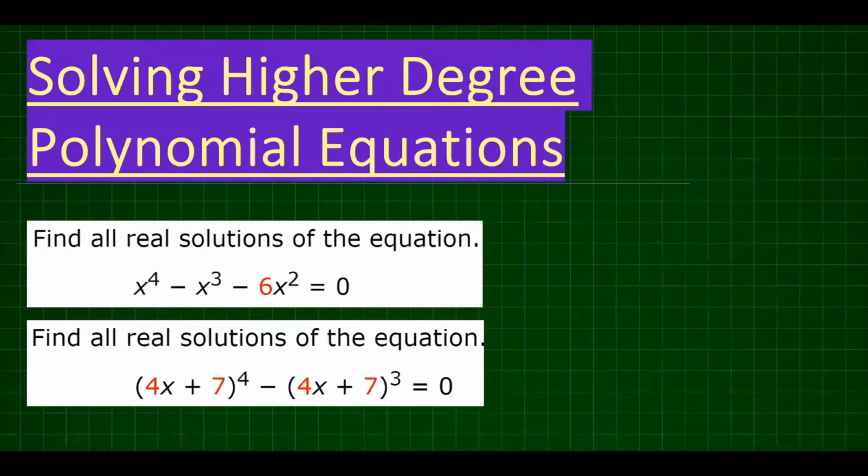Okay, so in this video, I'm going to show you how to solve higher degree polynomial equations. The technique we're going to use is factoring to find solutions to these equations. So these are the two examples I'll be working on in this video. So let's check them out.